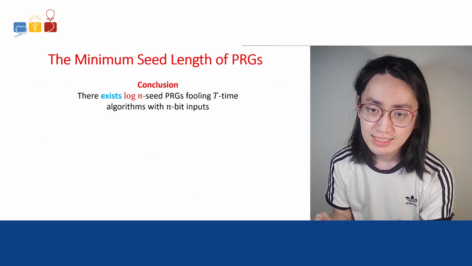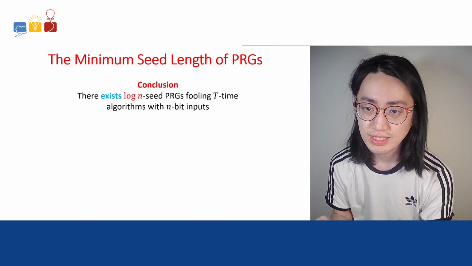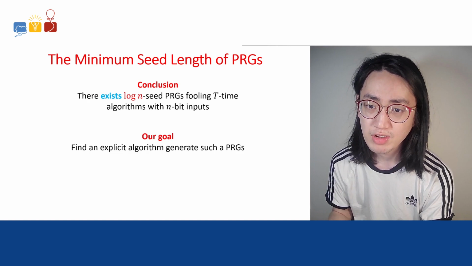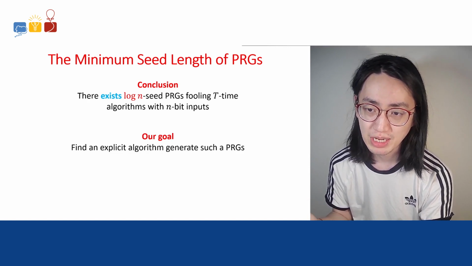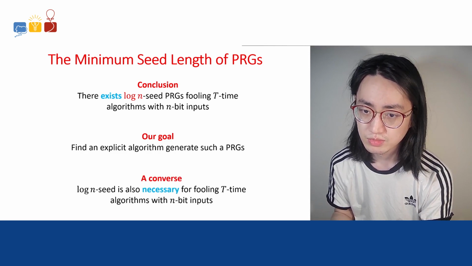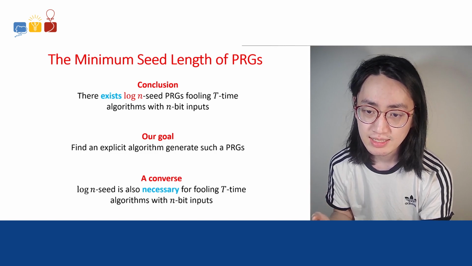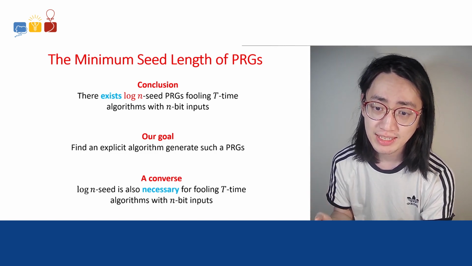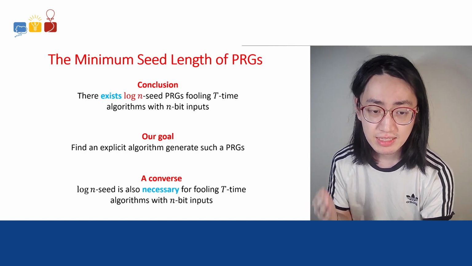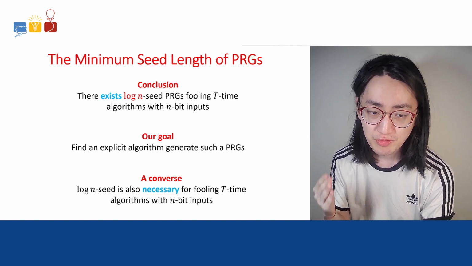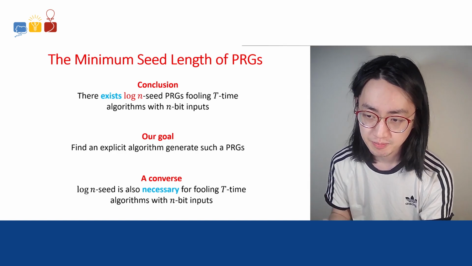So to conclude, there exists a log n seed PRG fooling t-time randomized algorithms with n-bit inputs. Of course, our goal here is to find an explicit algorithm to generate such a PRG. We also remark that one can show that log n seed length is also necessary for fooling t-time algorithms with n-bit inputs. Therefore, at least non-uniformly speaking, log n seed length is both sufficient and necessary.